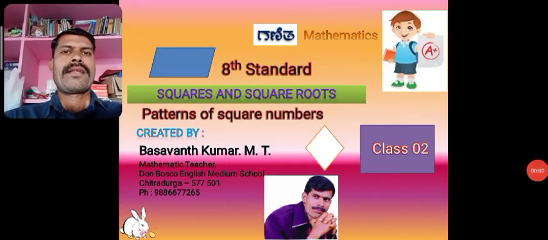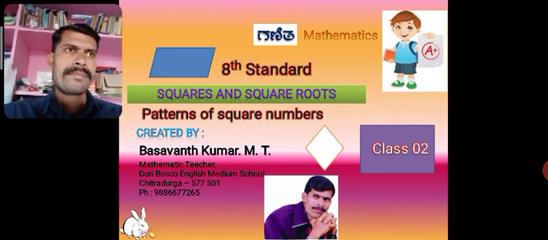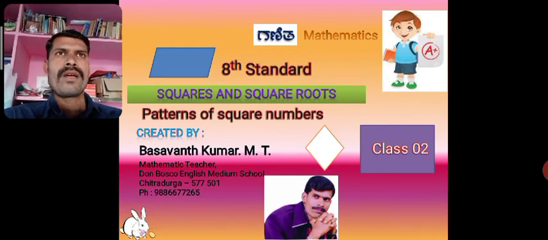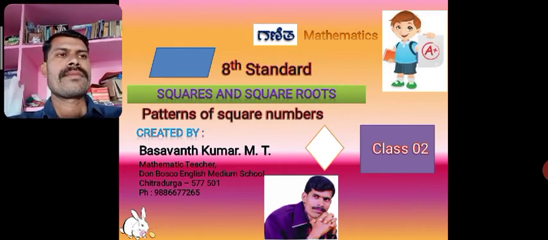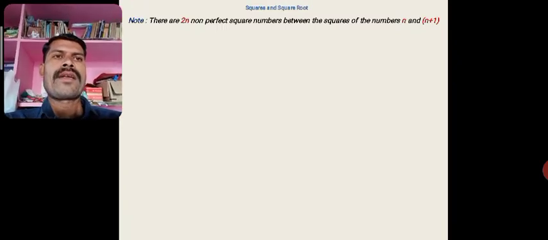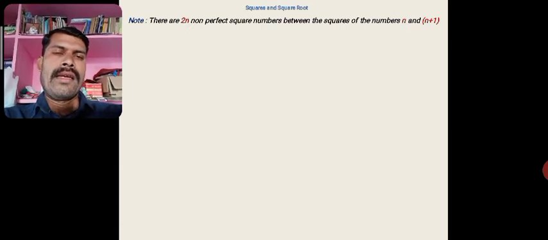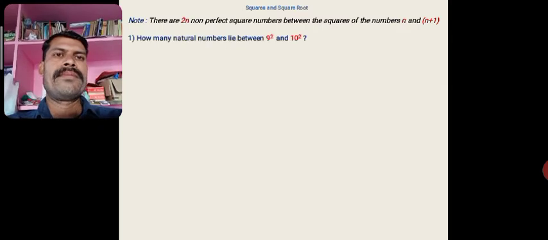Hello students, in the last class we came to know about the meaning of squares and we are trying to make some patterns on how to get the square numbers. One of the items we studied is that there are 2n non-perfect square numbers between the squares of the numbers n and n plus 1. We saw in the notes in the last class. Let us verify this by taking some examples.